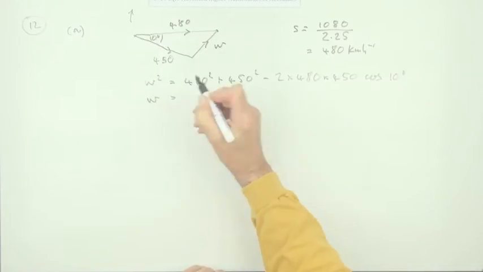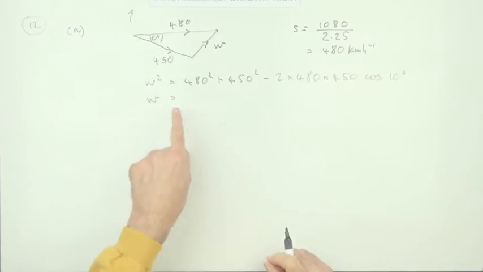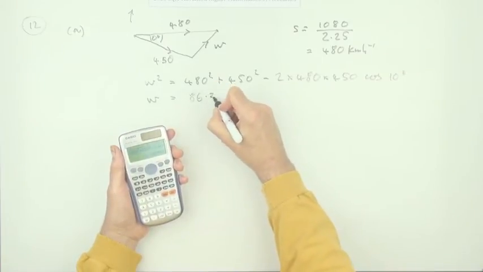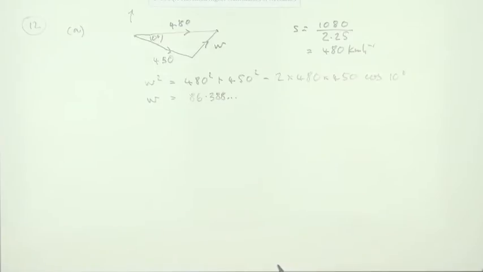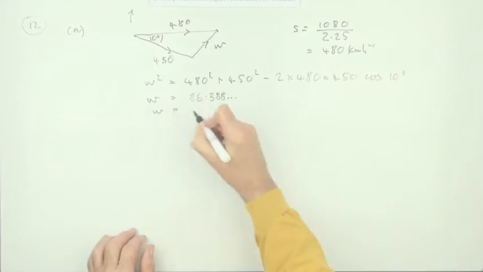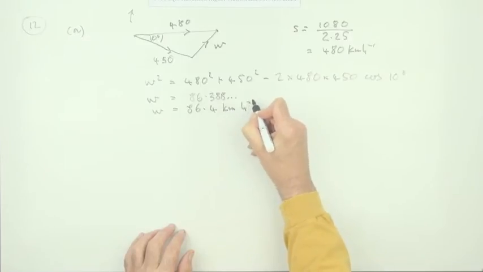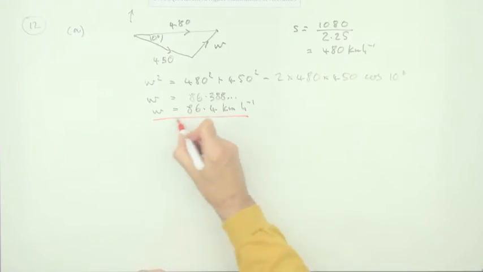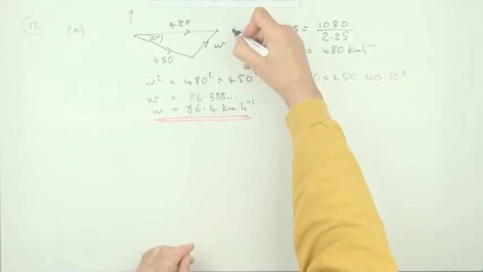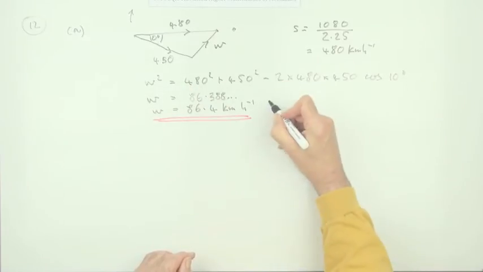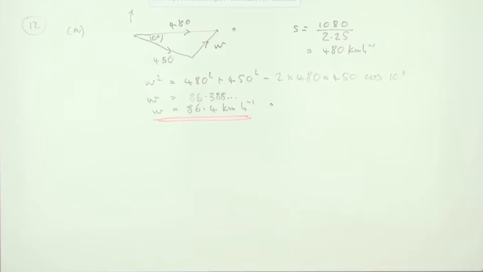Now, there's no marks for all the bits and pieces, so in your calculator you're going to put square roots. So straight away from that, you press the button and you get 86.388 and so on. So there's the wind speed. The wind speed is 86.4 kilometres per hour. The way the marks were, there was a mark for constructing the diagram, which allowed you to do this, and then there's a mark for getting the answer by using your cosine rule.